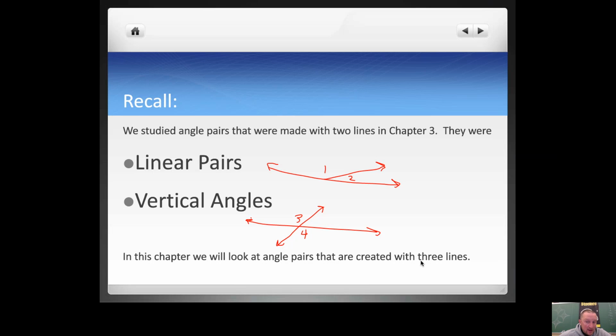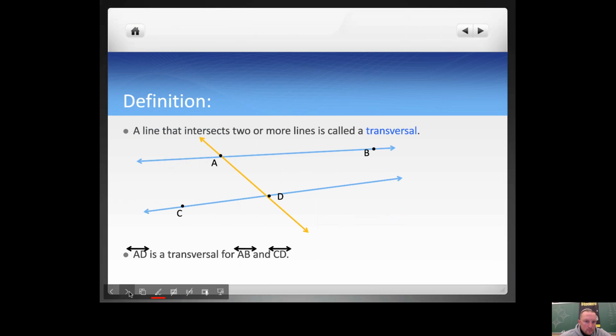We're going to look at angles made with three lines in this chapter. This is completely new. A line that intersects two or more lines is going to be called a transversal. So in this diagram, we have two blue lines, and then we have this yellow line that touches them both. So we're going to call this yellow line the transversal.